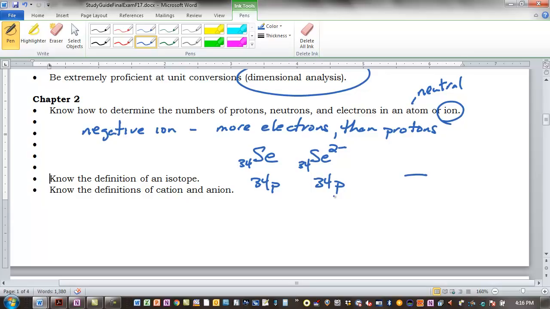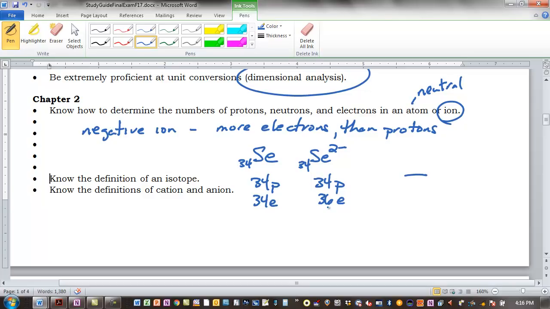What's the difference in the electrons between those? Okay, so the atom has the same number of electrons as protons. The 2 minus ion has 2 more electrons. So this would be 34 electrons. This would be 36. So when we go from an atom to an ion, it's a change in electrons. Protons stay the same. Otherwise, if you change the protons, you've changed the atom. So that's a negative ion.